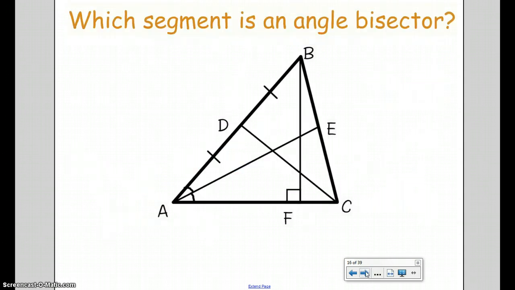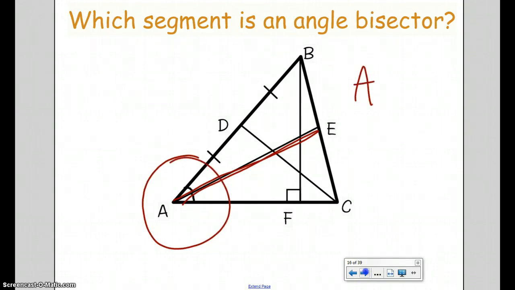All right. Which segment is an angle bisector? No. AE. You've got to look for the one that has the arcs around it. Capital A, capital E. Technically you're supposed to put a ray on top, because an angle bisector is a ray by definition.